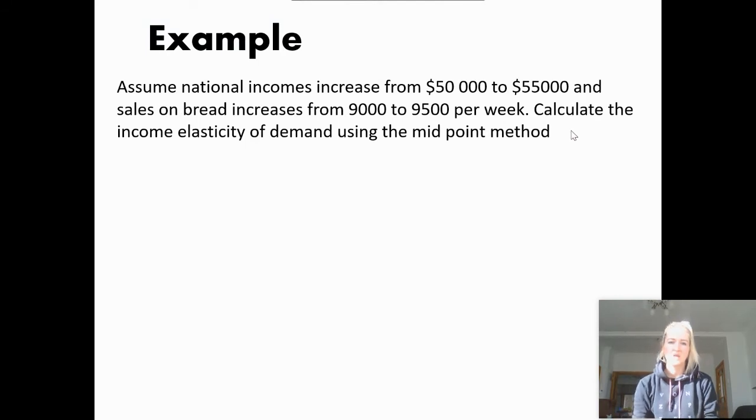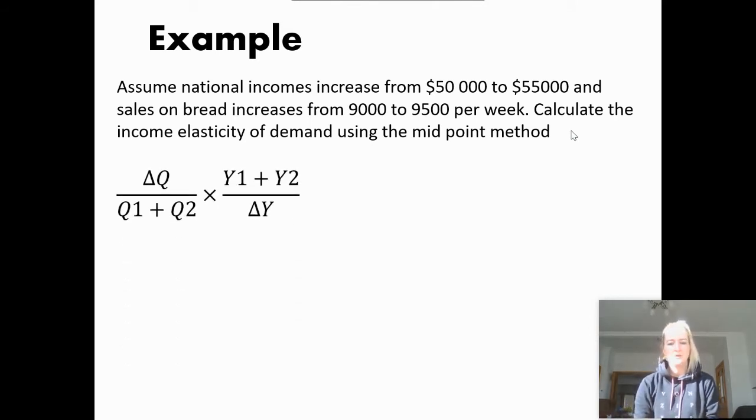So for example, assume national income increases from 50,000 to 55,000 and the sales on bread increase from 9,000 to 9,500. Calculate the income elasticity using the midpoint method. So here is our midpoint method. We're going to substitute in the values.